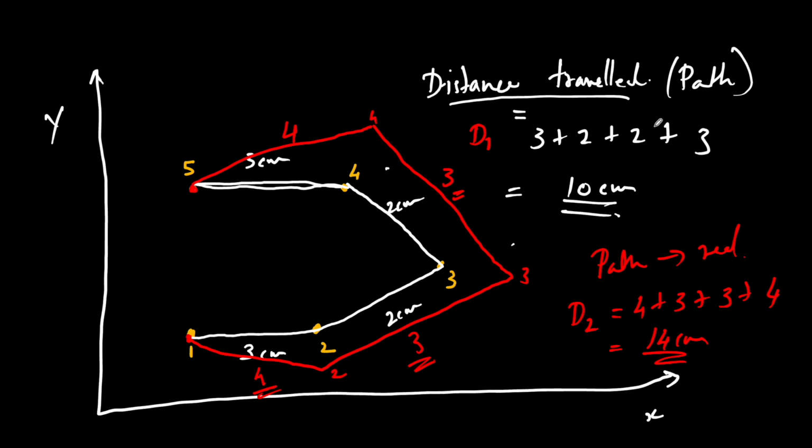Distance is dependent on the path taken. It's not a vector quantity, it's a scalar quantity. It doesn't have any direction. 10 centimeter means 10 centimeter. It's just a magnitude. It doesn't tell you in which direction the motion happened. 14 centimeter, but it doesn't tell you the direction of that motion. Here comes the next one, displacement.